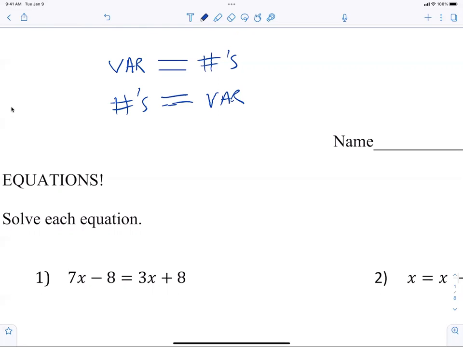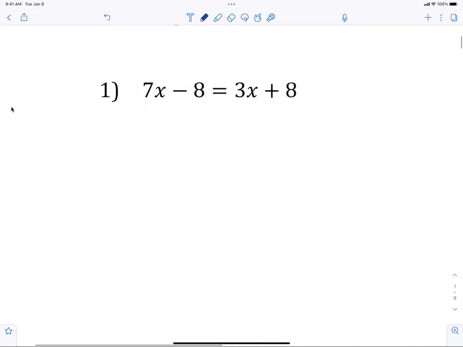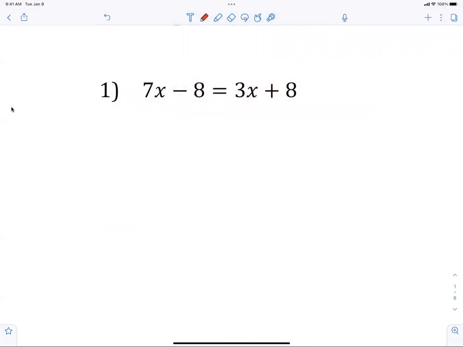Isolated. They have to be by themselves. Well, I'd like it to be positive, but no, you're right, it doesn't. Okay, so what does that mean? Everybody's going to look at number one. Just a quick reminder. Some of you guys, I can tell, I don't mind if you move ahead, but they better be right.